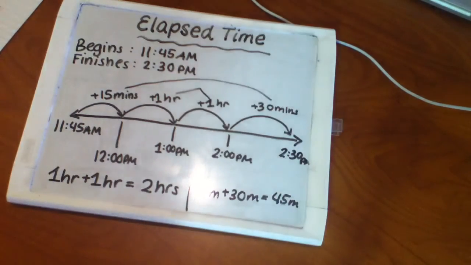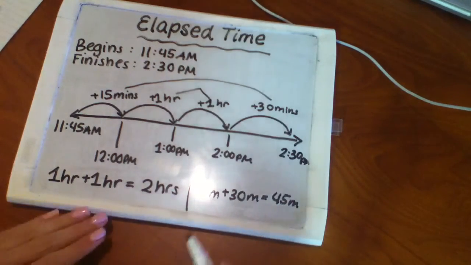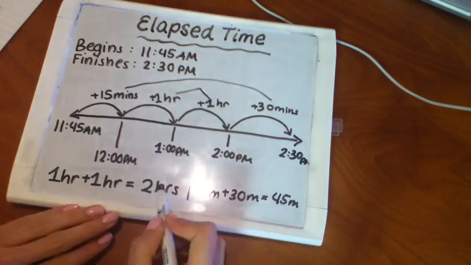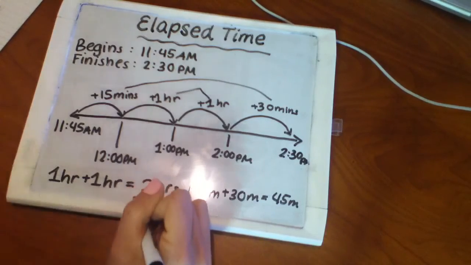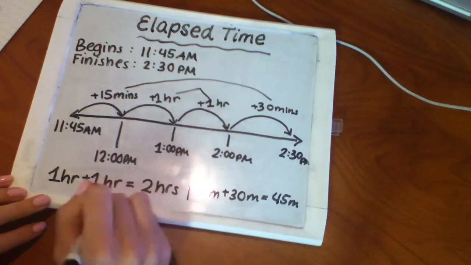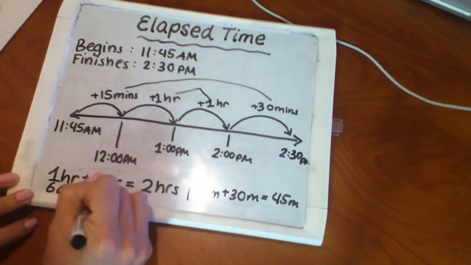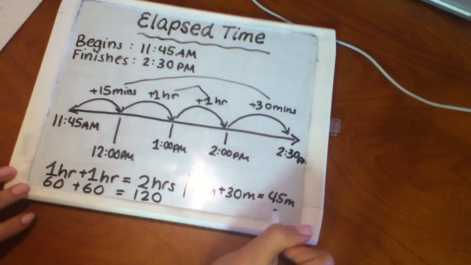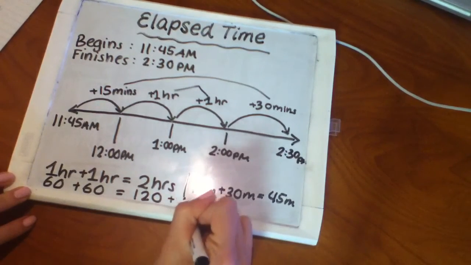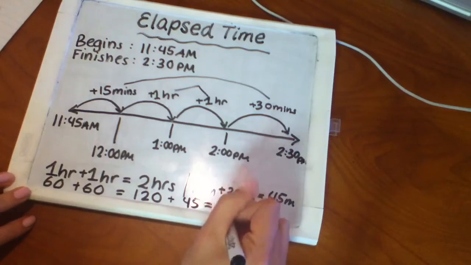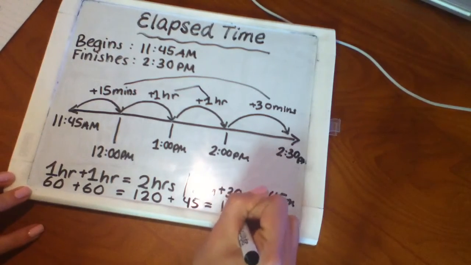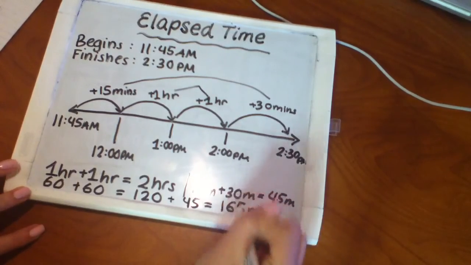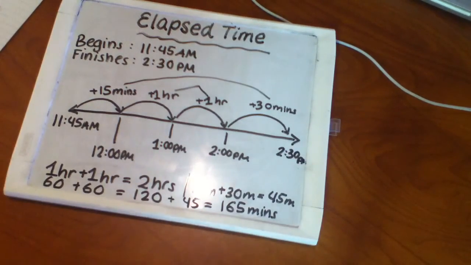And then if we just add these together, we get 2 hours is 60 minutes plus 60 minutes. So we can just do 60 plus 60 here, which is 120. And this is like we said 45, so 120 plus 45 equals 165 minutes, or as we said before, 2 hours and 45 minutes.